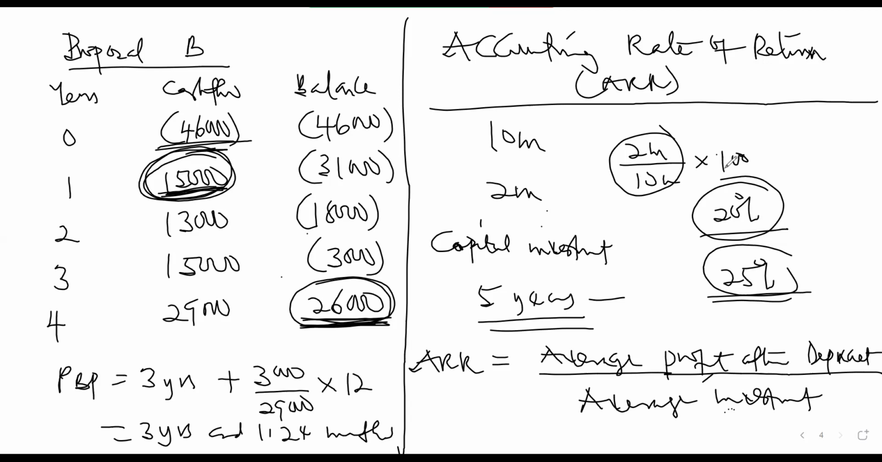The question now is, how do we find the average profit after depreciation? You take your profit after depreciation for each year, total it, and divide it by the number of years. That is the average profit after depreciation. But how do we find the average investment? That is very important. Okay. Average investment.